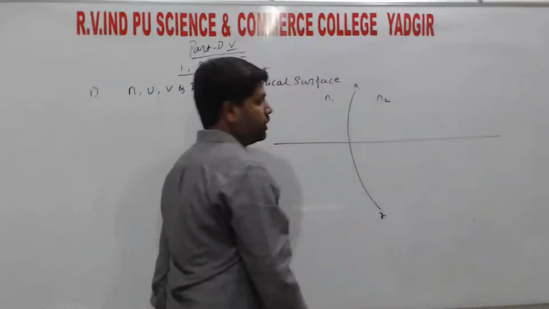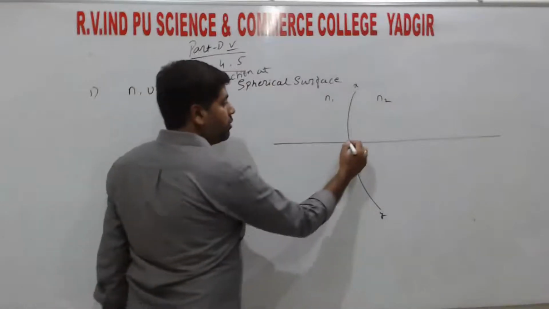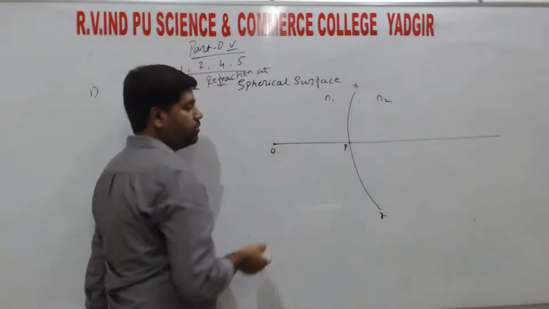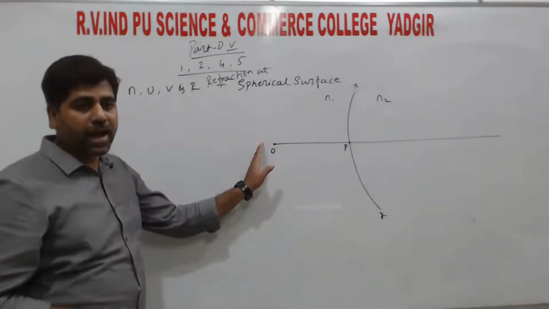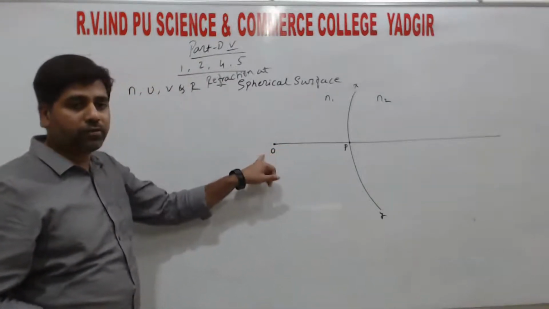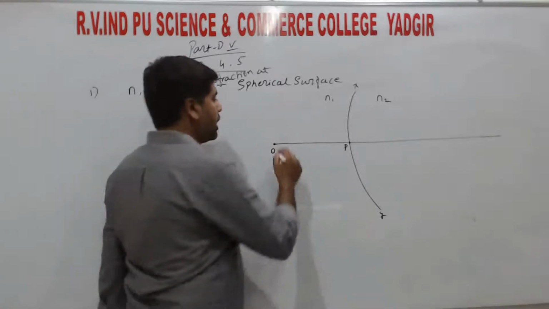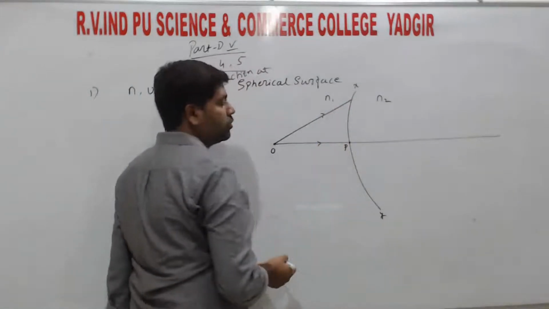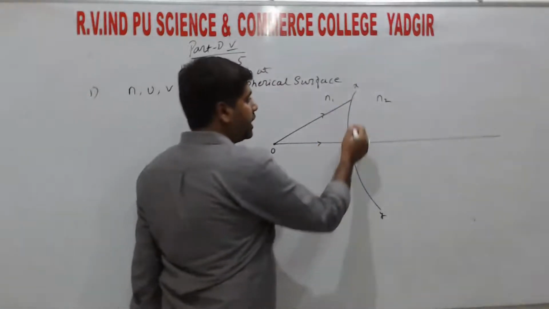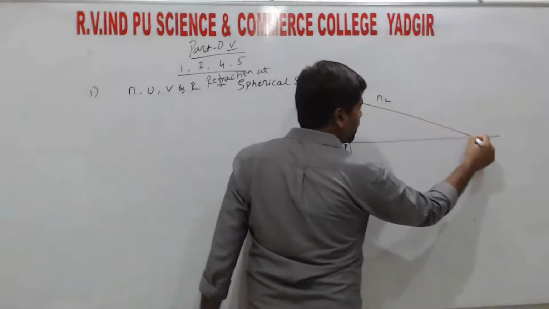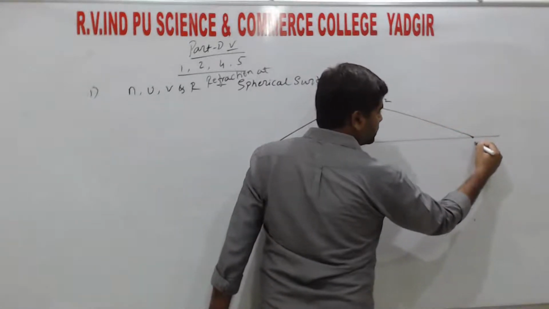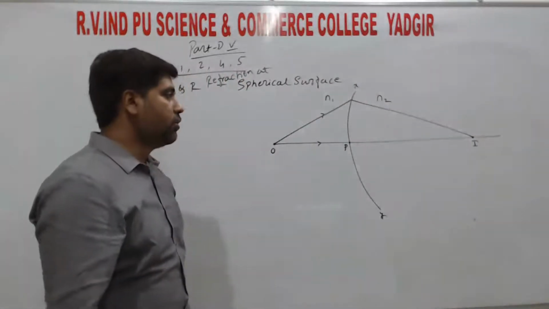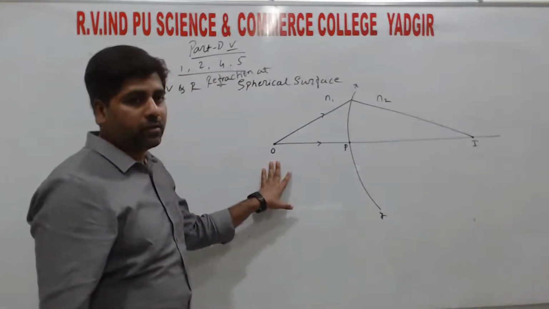Drawing the principal axis, where P is the pole. So consider an object on the principal axis, represented by O. Taking two incident rays, after they get refracted, they will meet at a point on the principal axis. We take that as I, where I is the image formed and O is the object.